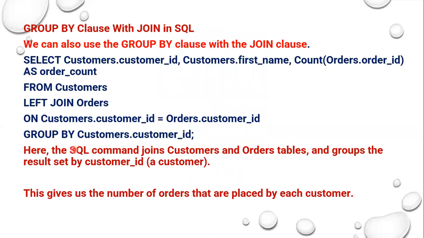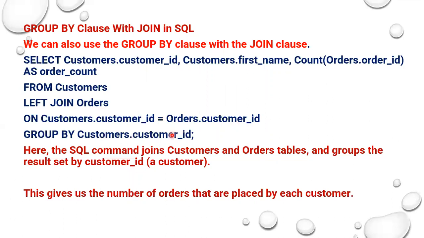Let's go for another one. GROUP BY with a JOIN in SQL is possible. We can also use the GROUP BY clause with a JOIN clause like: SELECT customers.customer_ID, customers.first_name, COUNT(orders.order_ID) AS order_count FROM customers LEFT JOIN orders ON customers.customer_ID = orders.customer_ID GROUP BY customers.customer_ID.